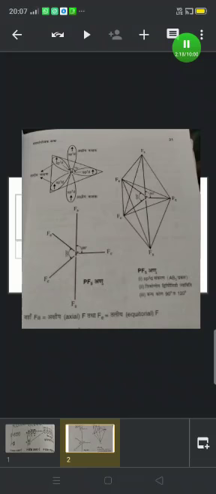Among the remaining 2 PF bonds called axial bonds, one is situated above and the other below the trigonal plane and also perpendicular to it. Different bond lengths in equatorial and axial bonds: the bond length of equatorial bonds, 2.04 angstrom, has been found to be slightly less than axial bonds, 2.19 angstrom.